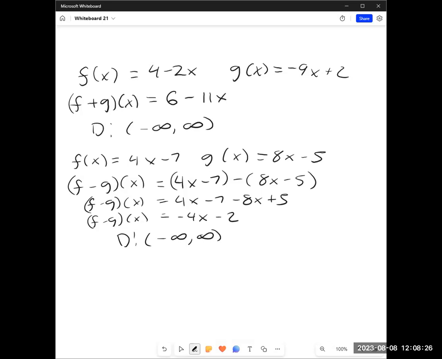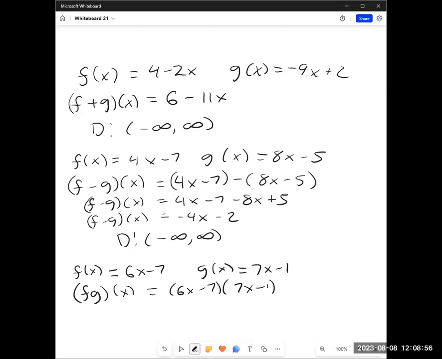The third problem here is going to be that f of x is going to be equal to 6x minus 7, and g of x is going to be equal to 7x minus 1. And we're going to find f times g of x. So that's going to be 6x minus 7 times 7x minus 1. We're going to use the FOIL method here, first, outside, inside, last, to multiply these binomials together.